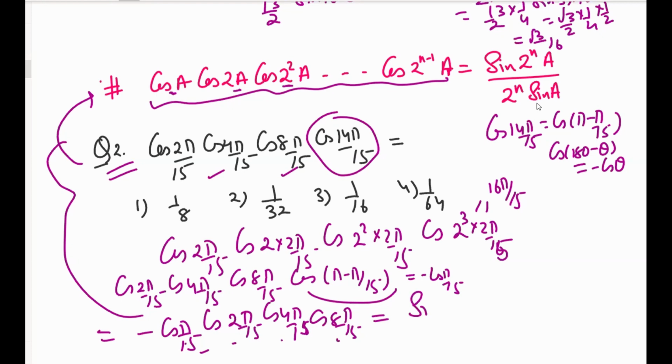So you write here sin 2 to the power 4 A upon 2 to the power 4, right hand side is this, sin A. And here A is pi by 15. So I replace this A by pi by 15.